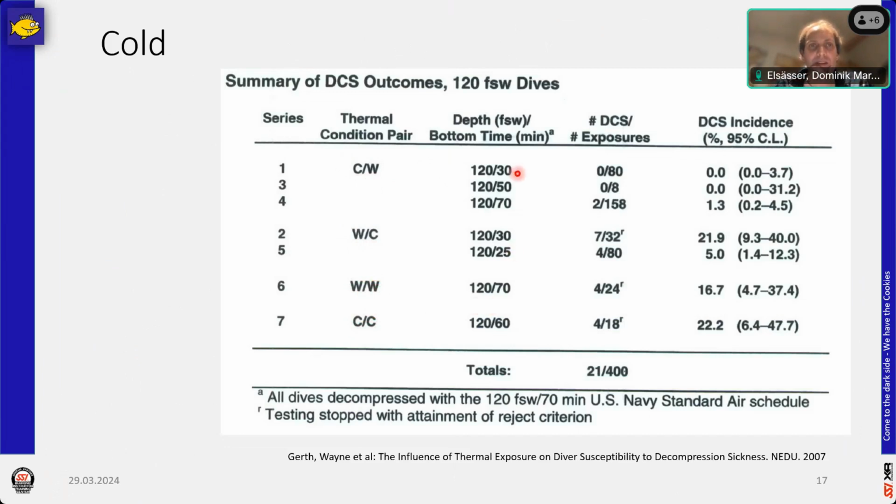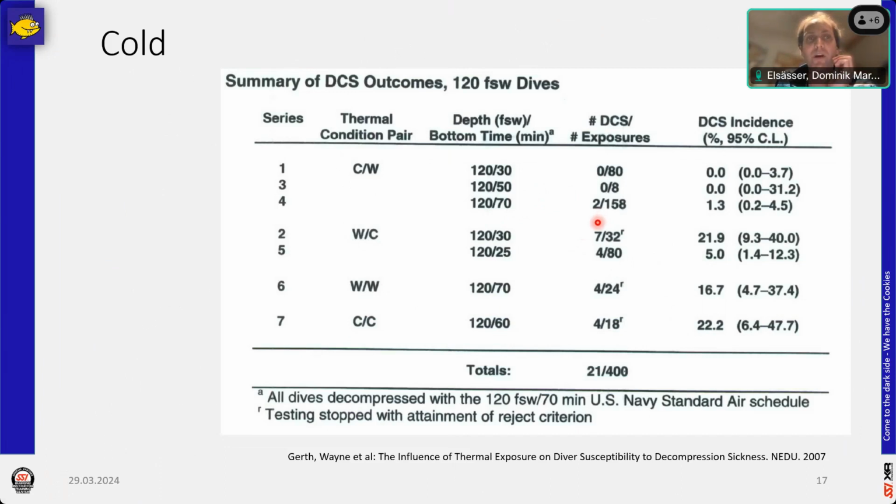And now, interesting here is the fourth column. That's the number of DCS cases, so the number of people being bent, or the number of dives resulting in a person being bent, compared to the number of total exposures. And now you see, if you start out cold and you end warm, 0 of 80 dives ended in a person being bent. And 0 of 8 dives of a longer duration, 50 minutes, ended in a person being bent. And even at very long duration, 70 minutes, only 2 of nearly 160, 158 dives resulted in a person being bent. Keep these numbers in mind for a moment.